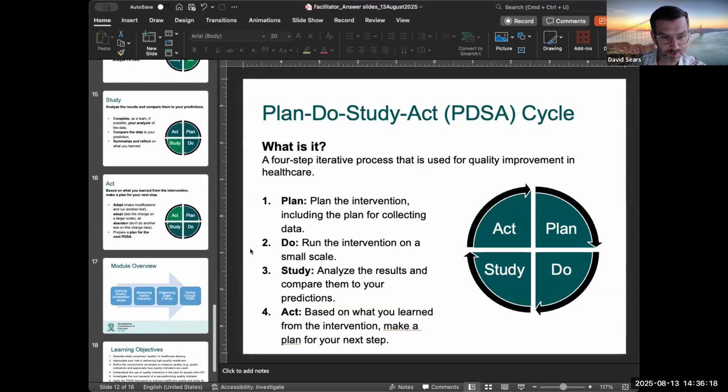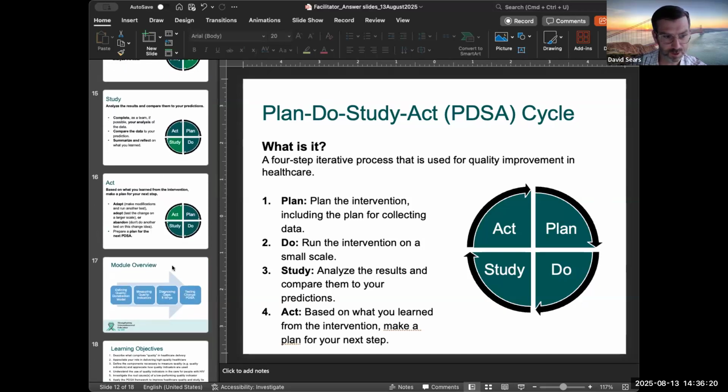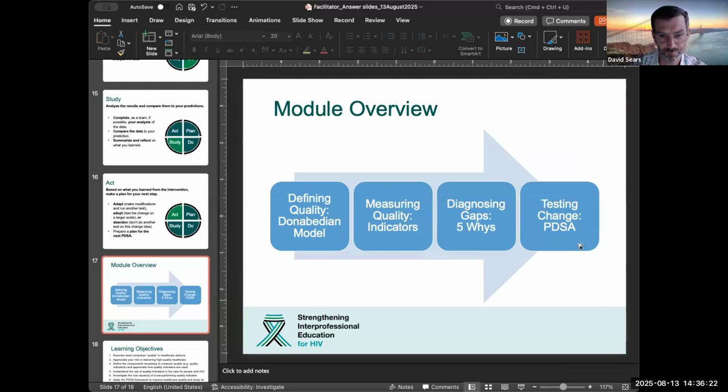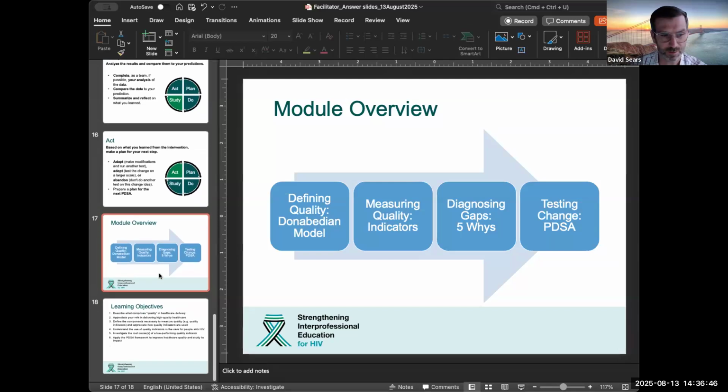So at the end of the module, so that's the last activity, we do come back to this kind of module overview with a brief synopsis of what we learned for each of these concepts. So we've talked about defining quality and how that fits into the Donovan model. We've talked about measuring quality. So we've introduced the concept of quality indicators and measurements. We have discussed diagnosing gaps in quality with the 5 whys method. And then we've talked about interventions and testing change through PDSA cycles.